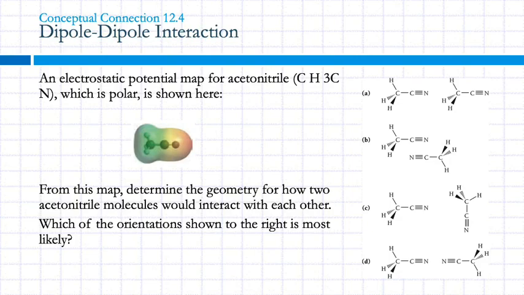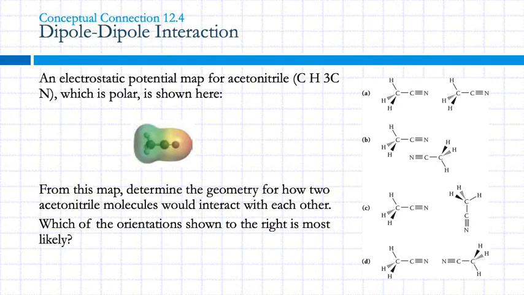Here we have an electrostatic potential map for acetonitrile. Oh, yeah, it's a formatting issue. Ignore that. So this is the electrostatic potential map. And we see that there's red here and there's sort of a darkish color over here. That's indicating that there's more electron density at this end than at that end. And it's saying from this map, determine the geometry for how two acetonitrile molecules would interact with each other. Which of the orientations shown to the right is most likely?